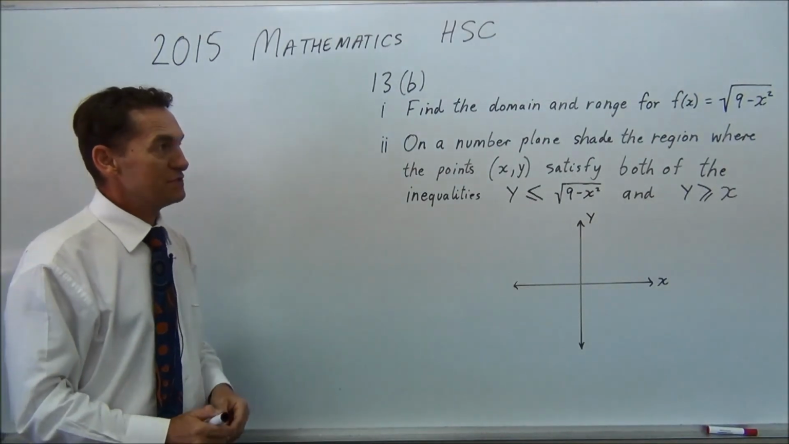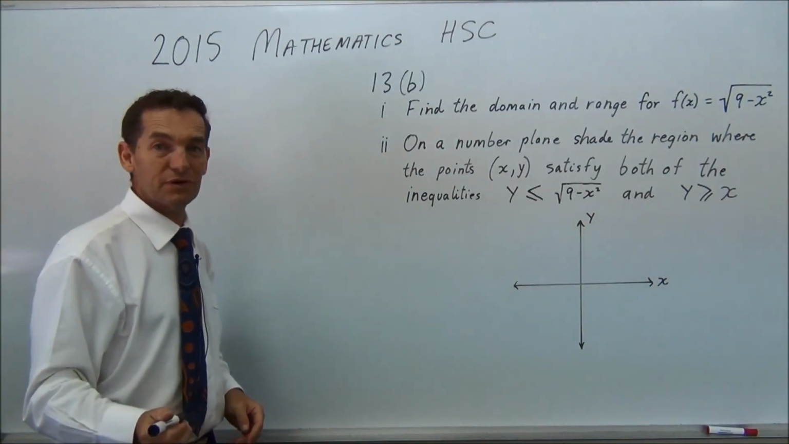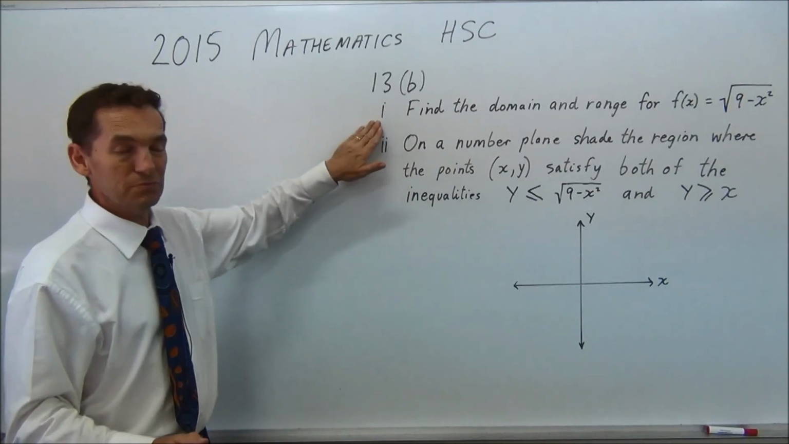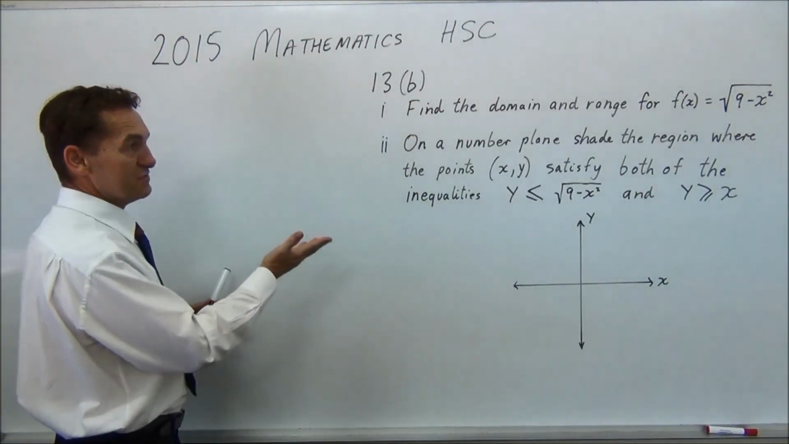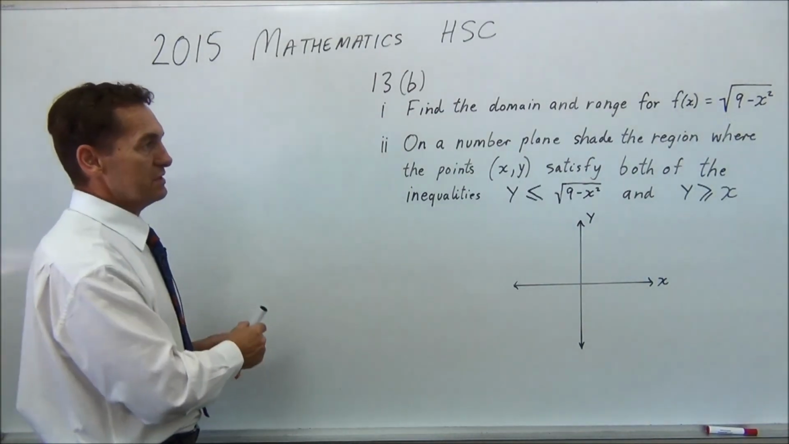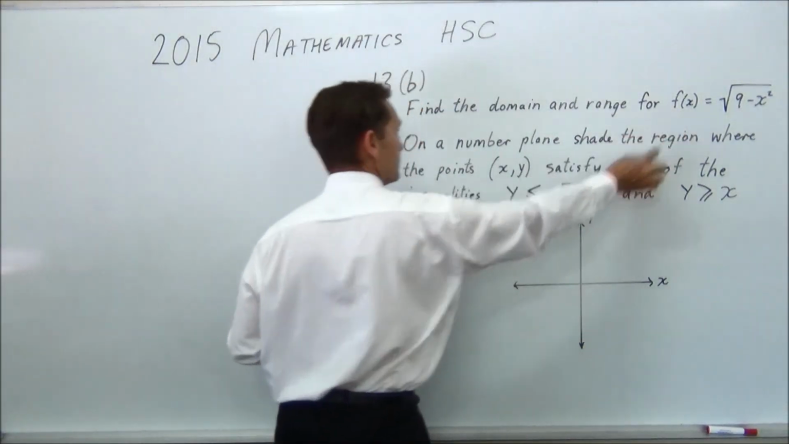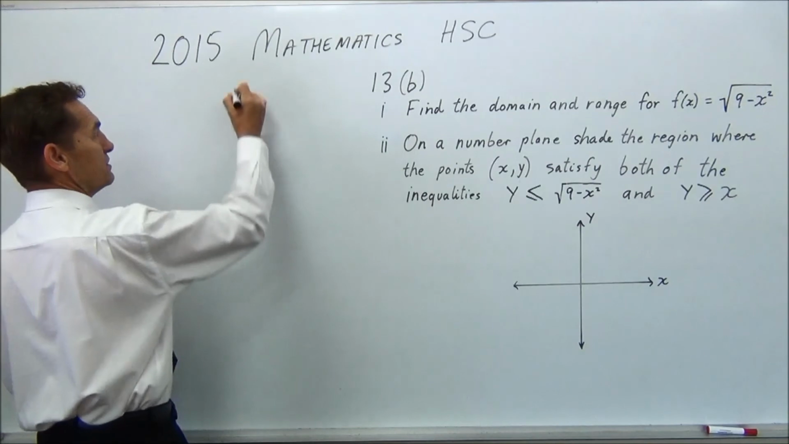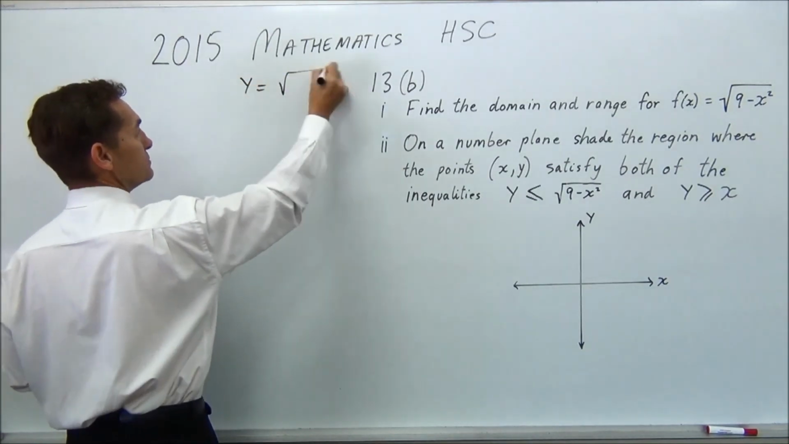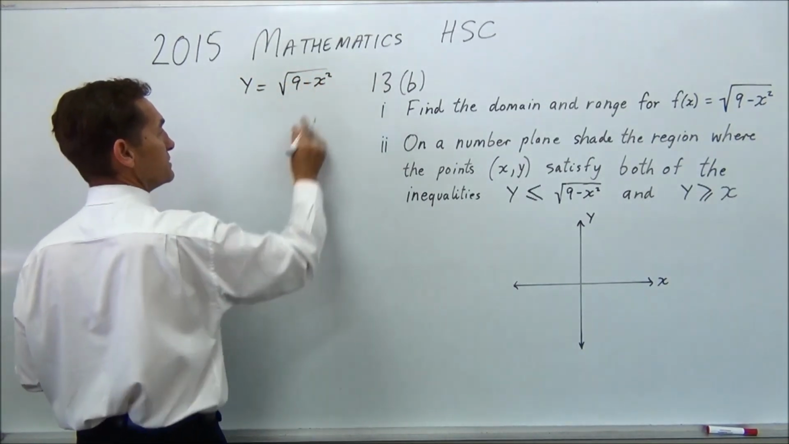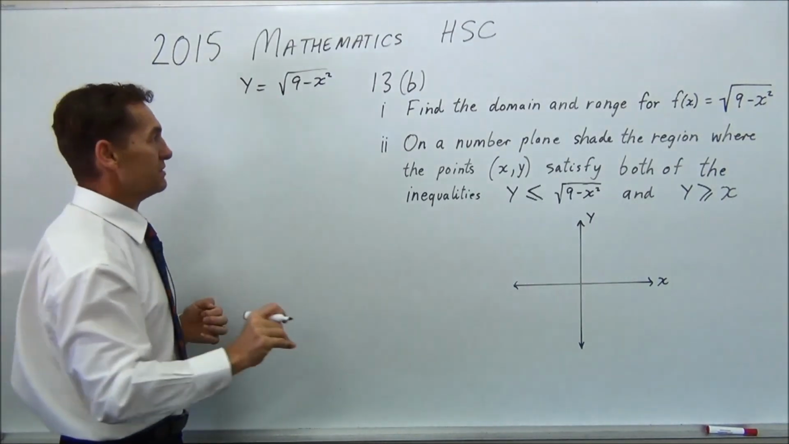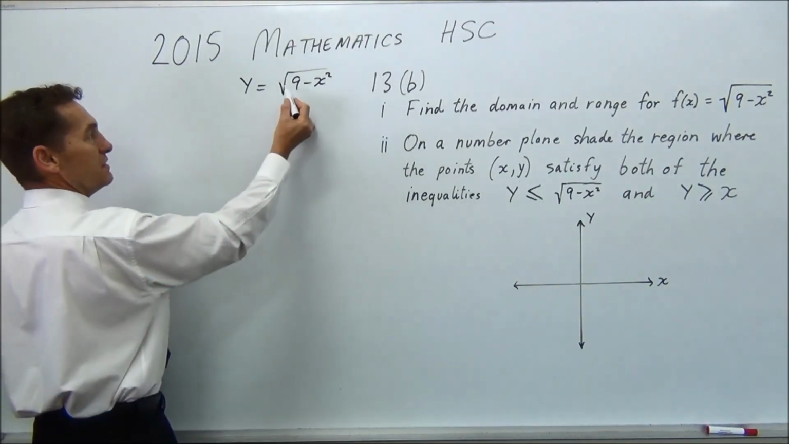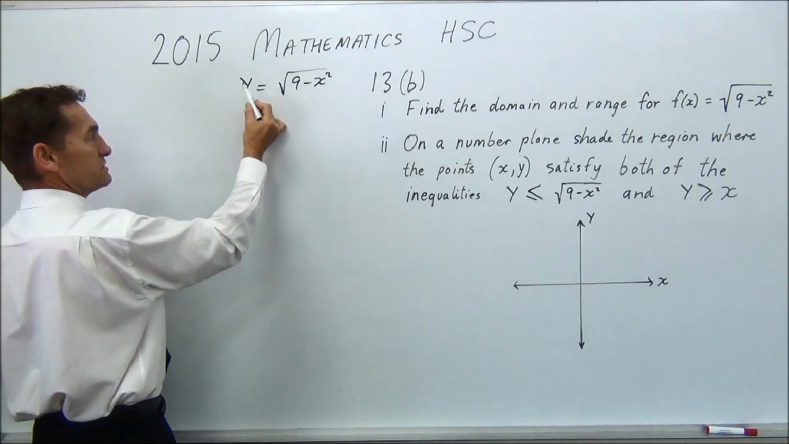Back again, 13b. Find the domain and range for f(x) equals the square root of 9 minus x squared. So this should be fairly straightforward. Domain and range. So you're just finding the x and y values. Now, instead of having f(x), I would tend to rewrite it as y equals root 9 minus x squared. Okay, because the less things you've got to look at, the better, and the easier it is for you to think. So this y, let's just think about this y.